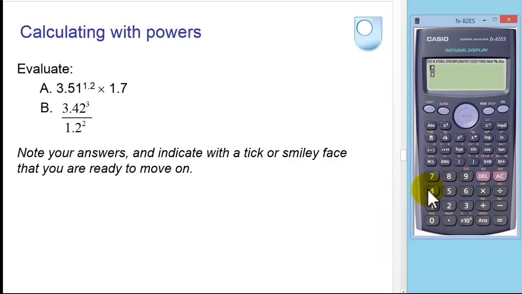In the case of B, there are several ways of actually doing it. What we can do here, we can open up the fraction, and if I put in 3.42, and then that's going to be to the power of 3, so x to the power of 3, and then in the bottom, here I have to press the right key a couple of times to get to the bottom, and then 1.2 squared, so I can just press the squared key for that, and then press equals, and that gives me the answer of 27.8 to three significant figures.